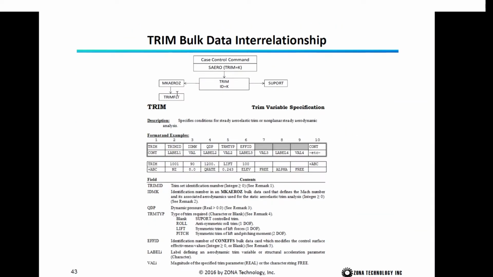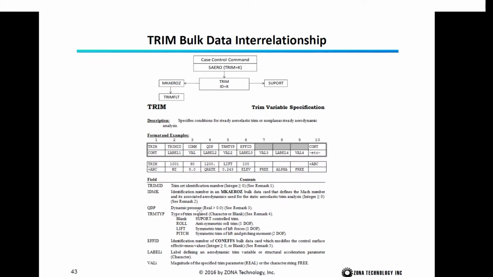And the trim specified by you has a trim card, and it's referred to by the case control command SAROW, TRIM equal to K, where K is the ID of the trim card. A trim card also refers to an AEROS card, and the AEROS card refers to a trim flood card. And in the trim flood card, you specify the mean flow condition, like the angle of attack, the control surface deflection, and trim type.